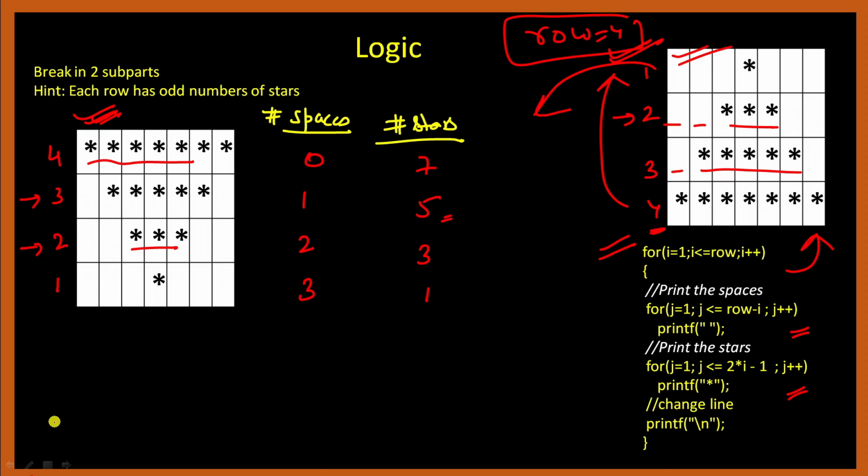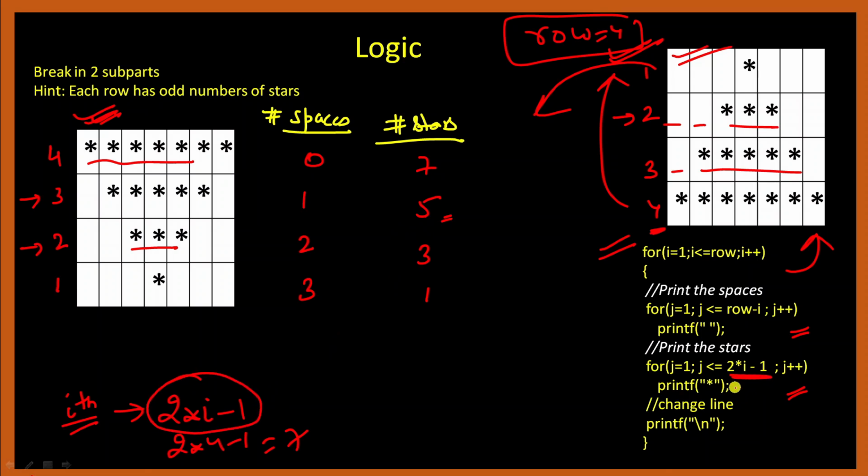And we have seen in a previous video that for the ith row, the count of the stars will be 2 into I minus 1, right? That is, for the fourth row, if I put I equal to 4, then I will get how much? 2 into 4 is 8, minus 1, 7, right? Same way for I equal to 3, I will get 5. So with the help of this formula, I can just print the stars. I can run this loop this number of times. I have already explained this in much depth in this video. You can watch that video.